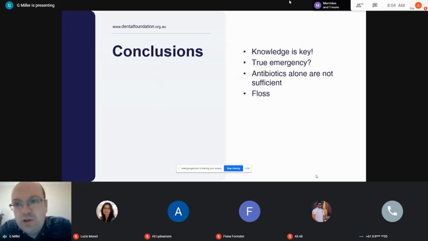So in conclusion, simple knowledge about dental anatomy and dental terminology is key. A dental infection can be an impending emergency, and patients need to be aware of the significant consequences of untreated oral infection. Antibiotics alone are not sufficient at all in most cases. Most cases require an adjunct treatment which is undertaken by the dentist.